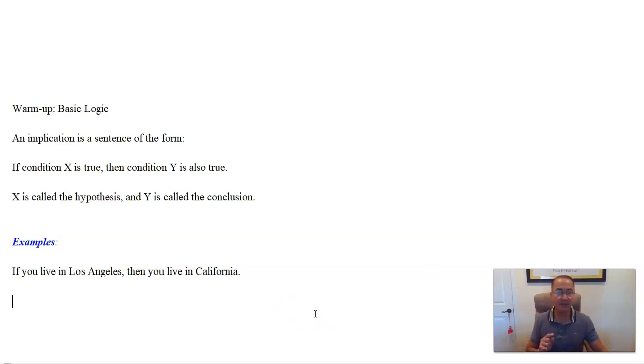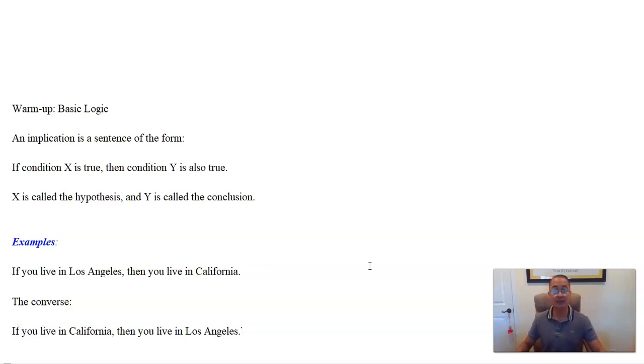So let me tell you that there are three ways by which we can manipulate an implication. The first way is to create its converse. In the converse, you simply exchange the conclusion with the hypothesis. So we will get, if you live in California, then you live in Los Angeles. In other words, everyone who lives in California lives in Los Angeles.